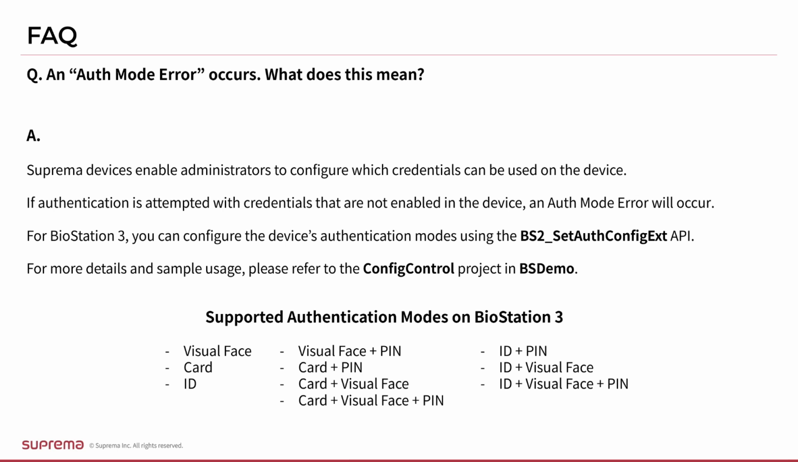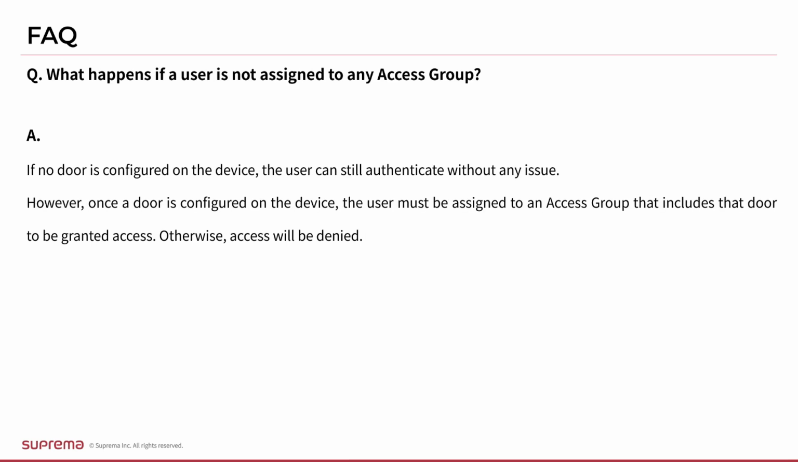For BioStation 3, you can configure the device's authentication modes using the BS2 setAuthConfig ext API. For more details and sample usage, please refer to the Config Control project in BSDemo. BioStation 3 supports various authentication modes, including visual face, card, ID, and combinations such as card plus PIN, ID plus visual face, and more.